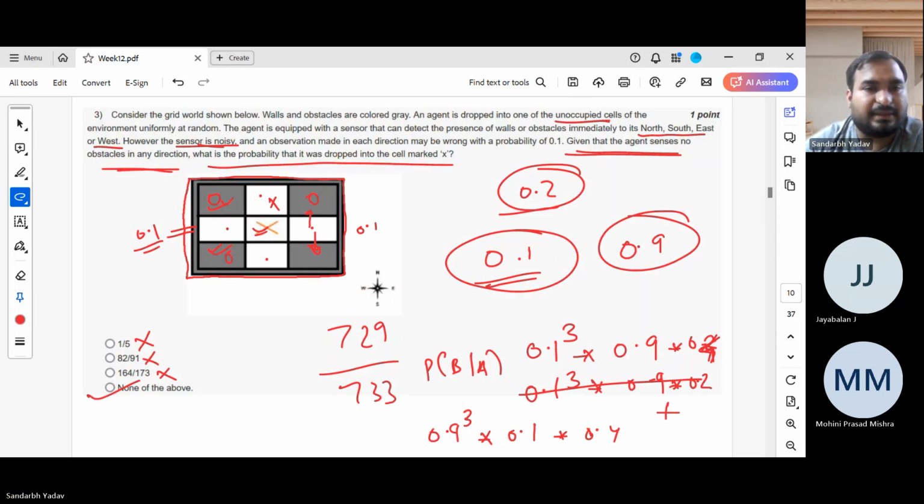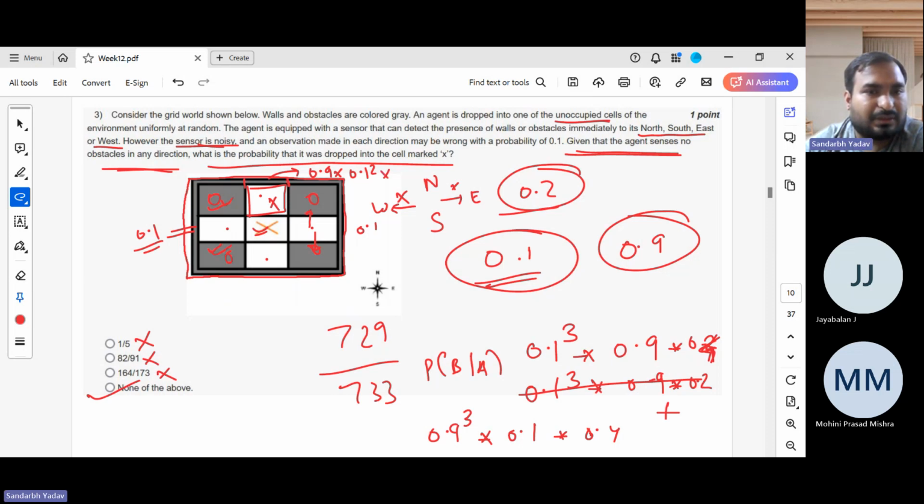Suppose this is the cell we are considering as of now. What we want is that there should be an obstacle in north and south, but not in east and west. East and west there should not be an obstacle, but north and south there should. When we notice, in north there is already an obstacle, right? So the sensor should sense this correctly, so 0.9. But east and west, there are obstacles and we don't want obstacles in east and west. So the sensor should sense them incorrectly. So for both sides you'll multiply, so it will be squared, because these are independent events, so you can multiply the probabilities.